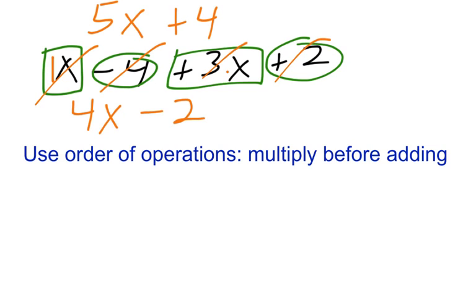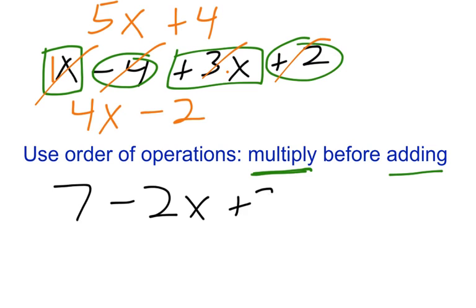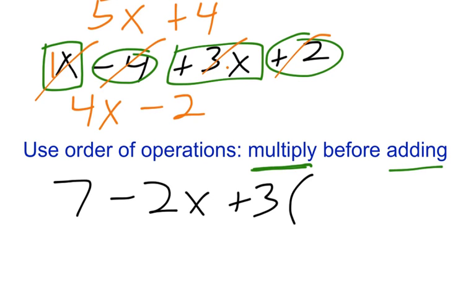Now, if we have distributive property, it uses multiplication. So we need to make sure we're still using our order of operations, which means we multiply before we add. So let's say our example looked like this. If we had 7 minus 2x plus 3 and then we had parentheses 4x minus 6.